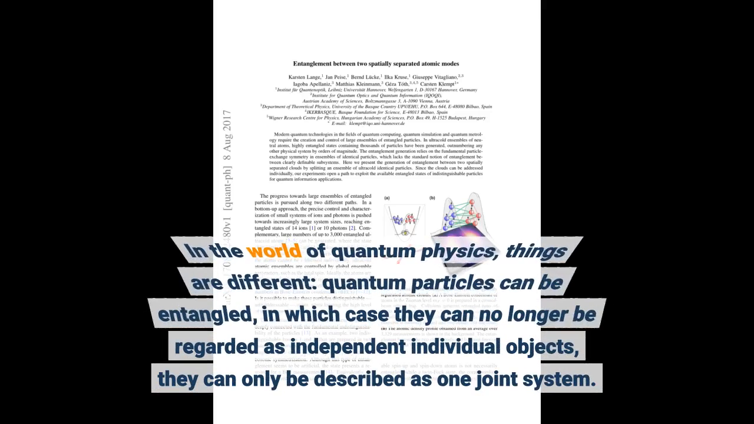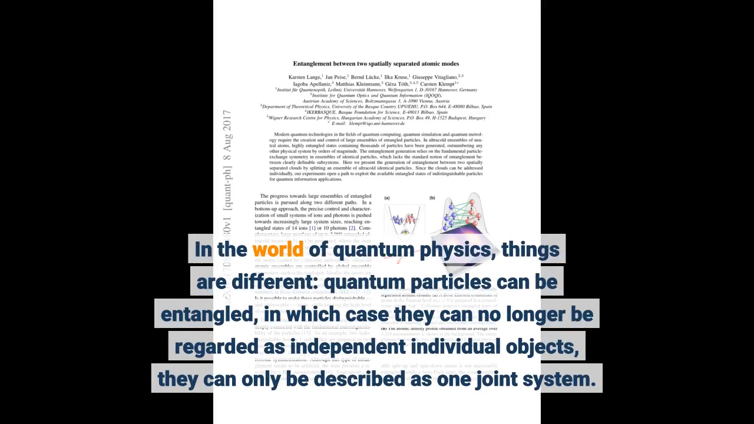In the world of quantum physics, things are different. Quantum particles can be entangled, in which case they can no longer be regarded as independent individual objects, they can only be described as one joint system.